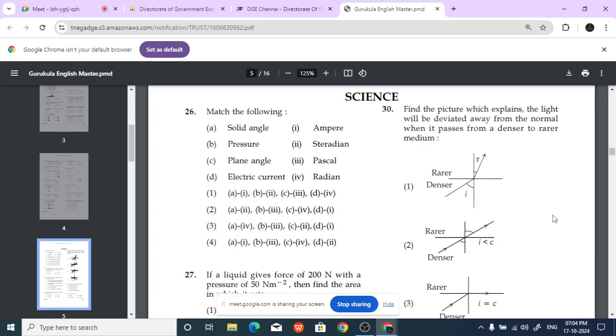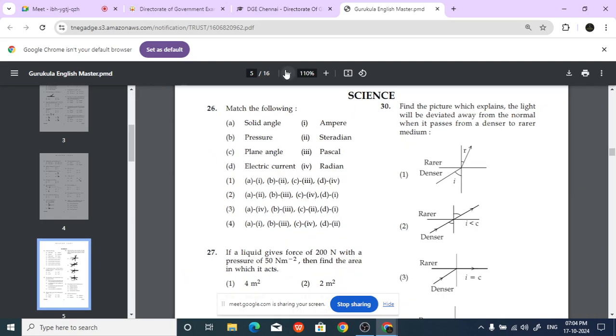What is the unit for voltage? What is the unit for potential difference or voltage? It is volt. Maybe you have not studied, you may be studying next year. Okay, go to question number 30. We'll look at the 30th question.